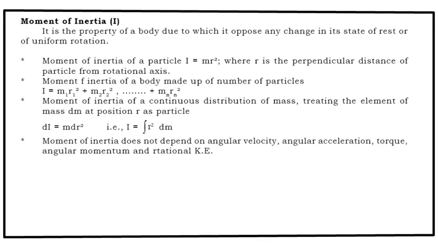Moment of inertia for a particle is I equal to m into r square. Moment of inertia of a whole body, if you want to find out, would be equal to m1 r1 square plus m2 r2 square till mn rn square. Now if it is a uniform distribution, then I is equal to integral of r square dm.